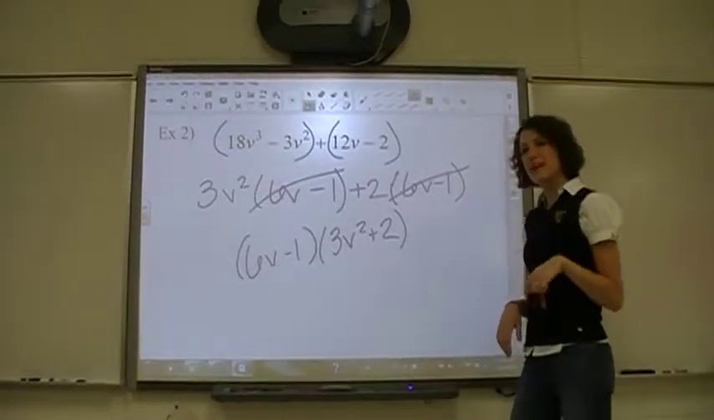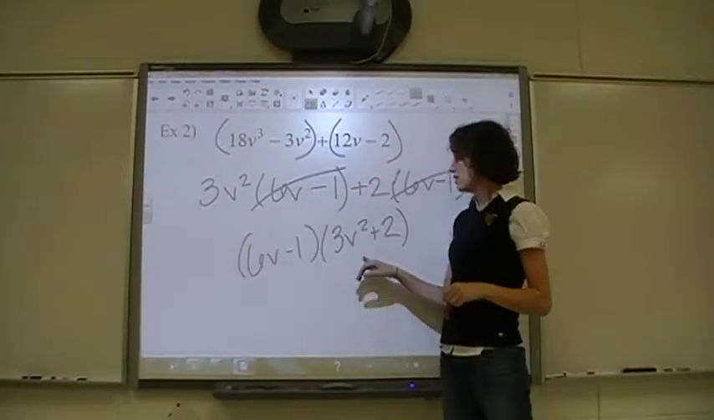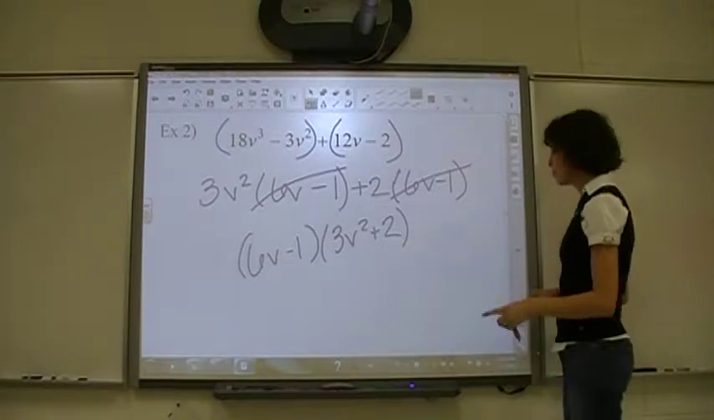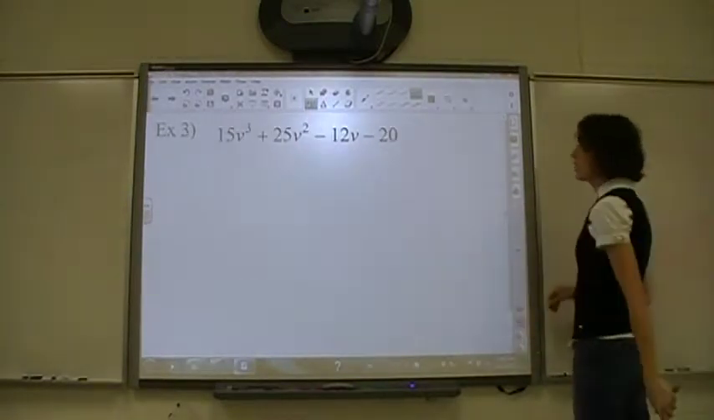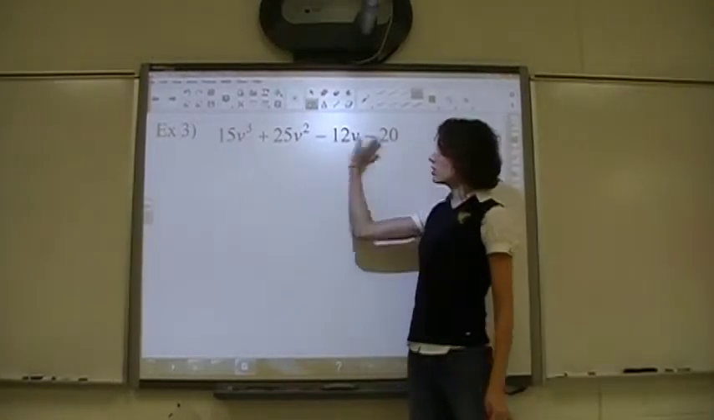And that's my final answer. 6v minus 1, then times 3v squared plus 2. Let's try another one.